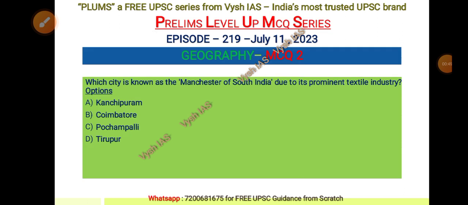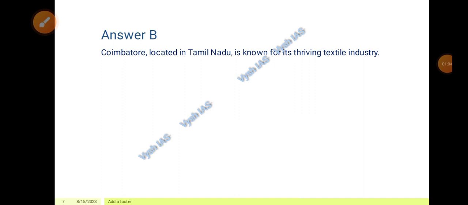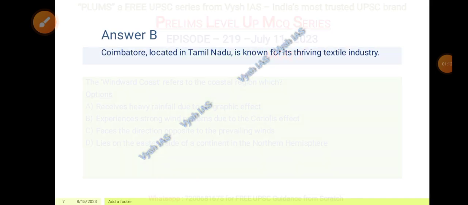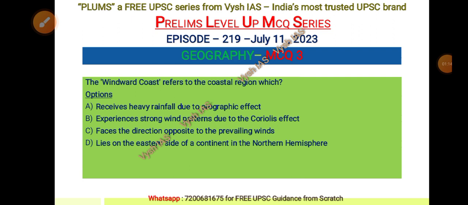Now the second question: which city is known as the Manchester of South India due to its prominent textile industry? Options are Kanchipuram, Coimbatore, Pochampalli, Tirupur. Right. Now let us see the answer. Answer is Coimbatore. It is located in Tamil Nadu and it is known for its thriving textile industry. Let us now see the third MCQ.